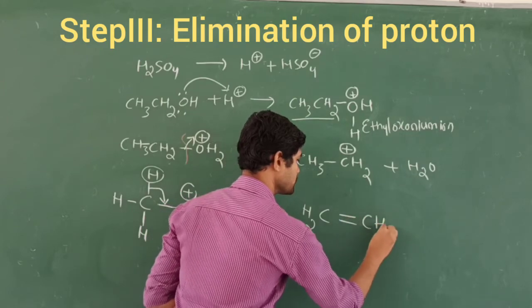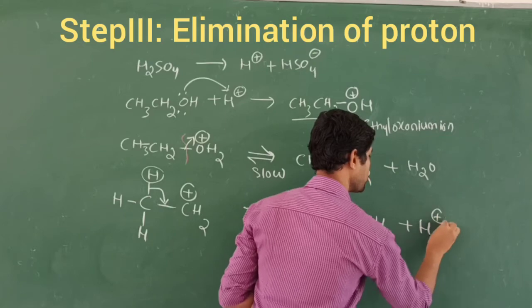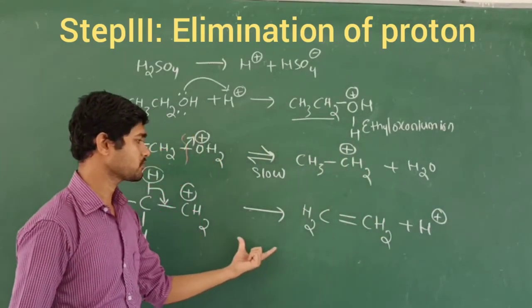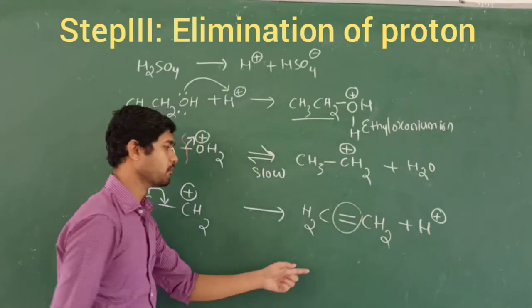CH2=CH2, and what we remove here is H+. That is called elimination of the proton. We remove H+, so we obtain the double bond here. So this compound is called ethene.